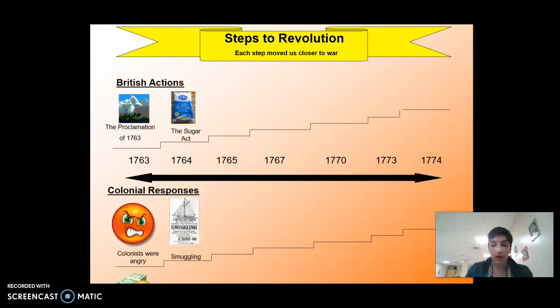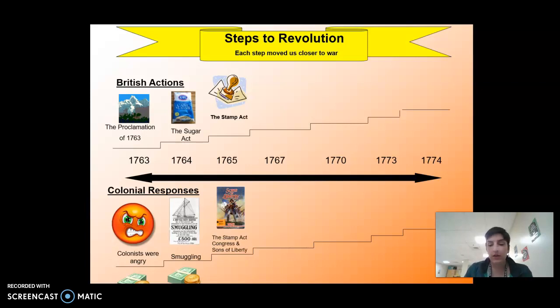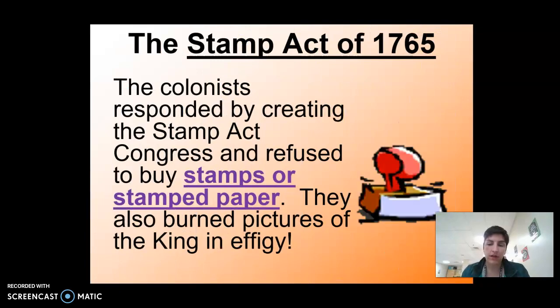People start smuggling things, so they start stealing things like sugar. You have the Stamp Act, and the Stamp Act and the Congress started creating something called the Sons of Liberty, where they start going against the British rule, and they start kind of talking about having a revolution at this point. You just keep going from there. So there's some more events after it.